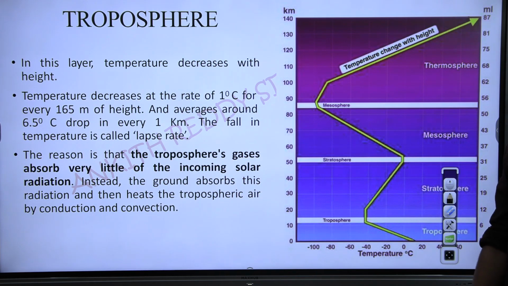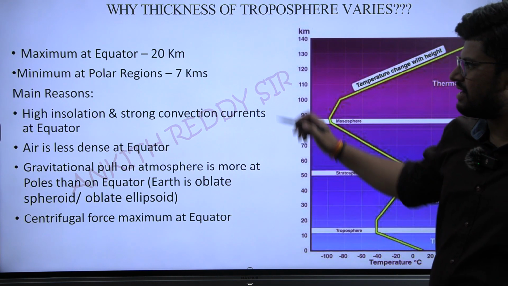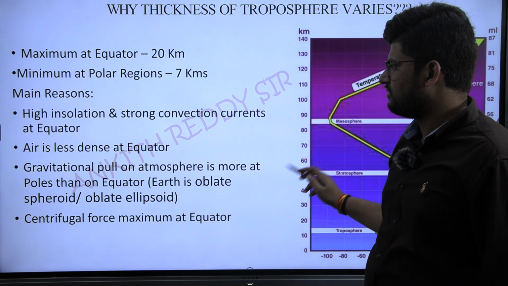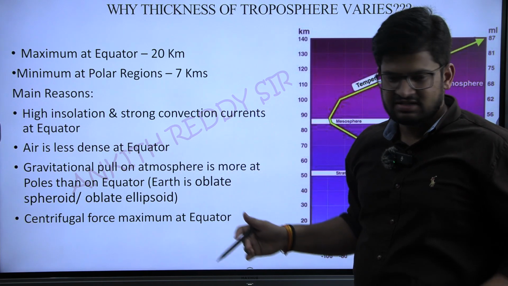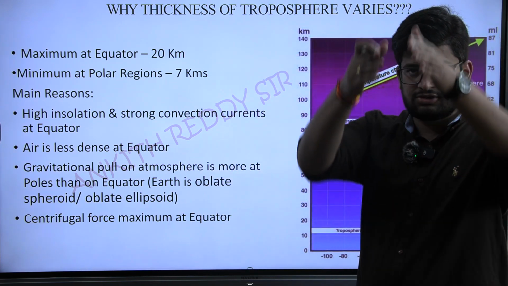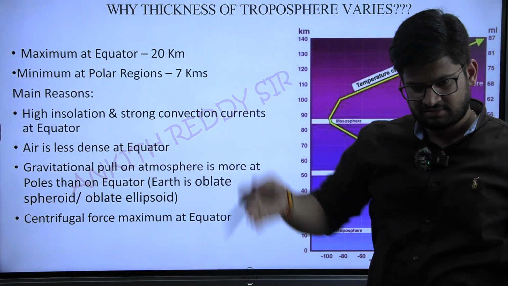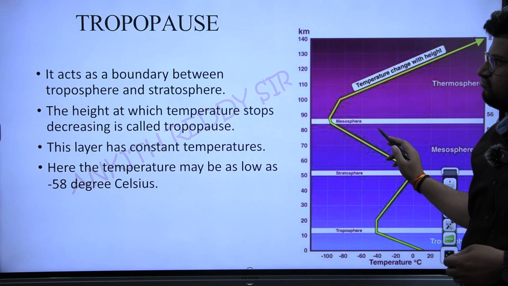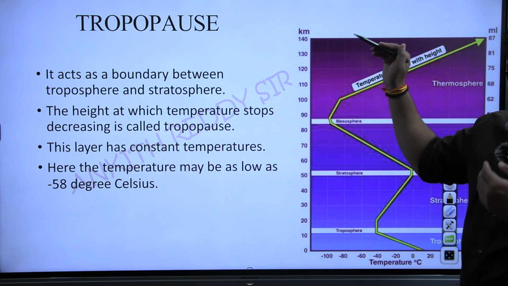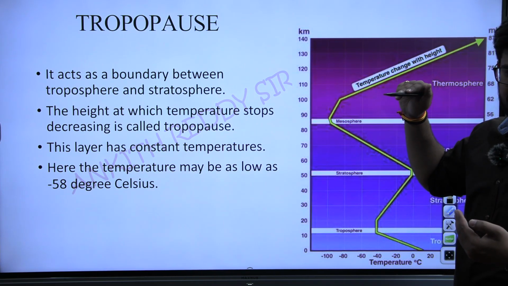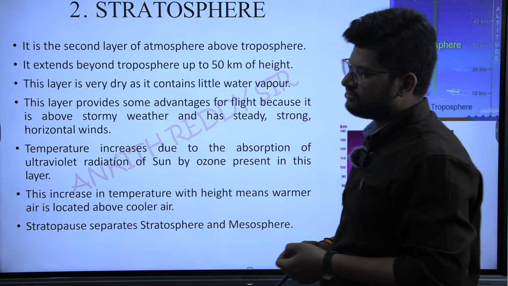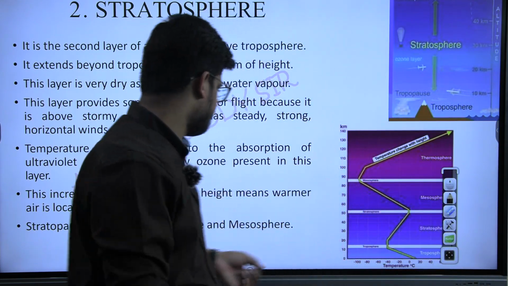It is maximum at the equator and minimum at the poles, with an 8 to 18 kilometer difference. There are strong convective currents: air rises above and comes down, and it is dense at the equator. The layer between the troposphere and the stratosphere is the tropopause. Then the next layer is the stratosphere.